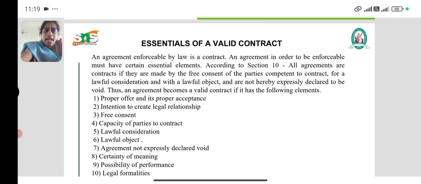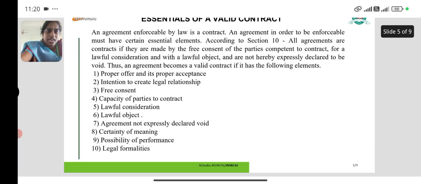An agreement enforceable by law is a contract. An agreement, in order to be enforceable, must have certain essential elements. According to Section 10, all agreements are contracts if they are made by the free consent of the parties competent to contract, for a lawful consideration and with a lawful object, and are not hereby expressly declared to be void.